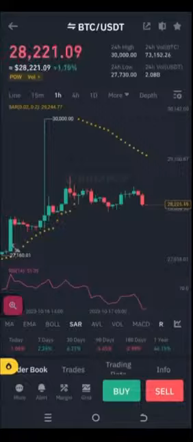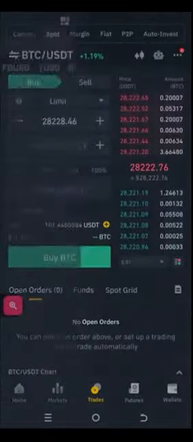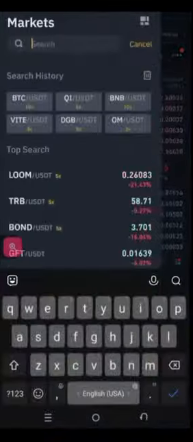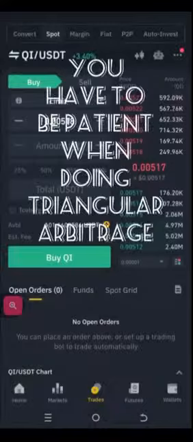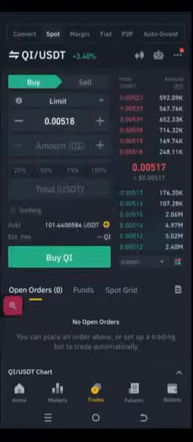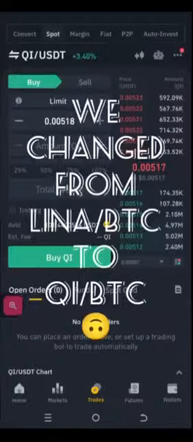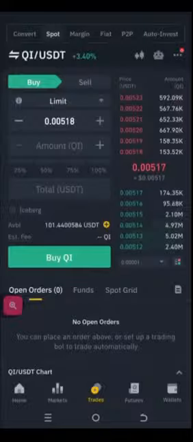But anyways, it's not about BTC. It's actually about QI USDT, and that is our triangular arbitrage. And it's good. We were able to make money. But let me tell you something. You're doing triangular arbitrage, you've got to be patient, because you never know when it's going to come out. The reason why this took about 9 days was because of the bloodbath that happened, and we had to change from Lena BTC. Remember, go all the way, change to QI BTC, and then sell for profit in QI USDT. So it took a long journey, right? It took a long round.